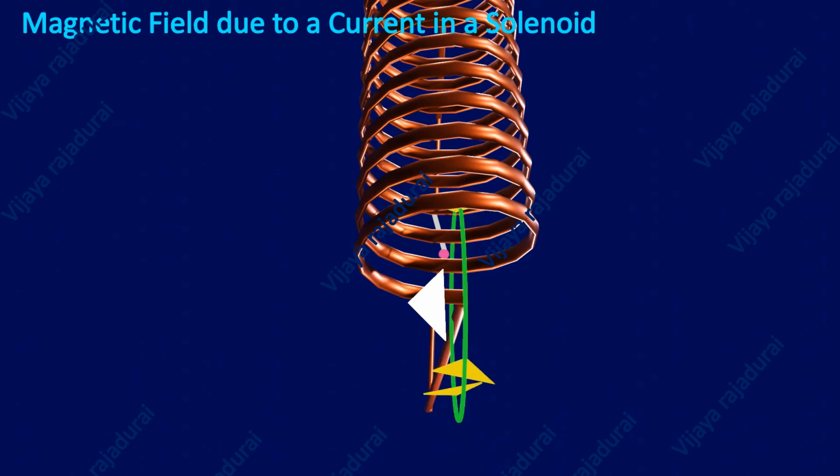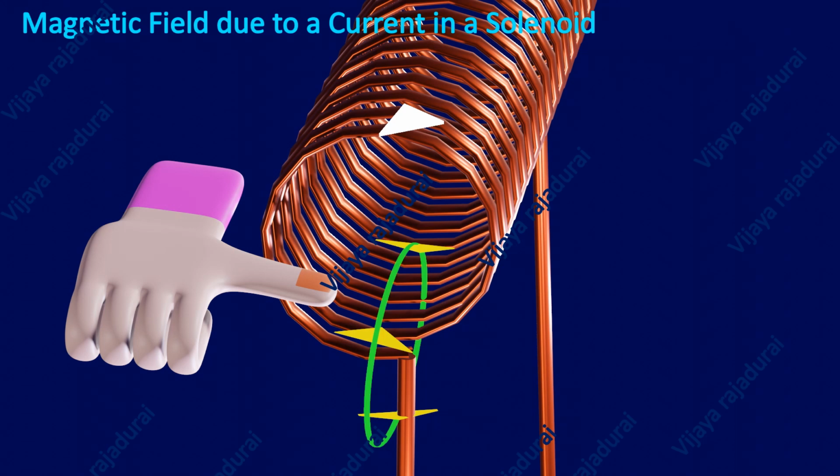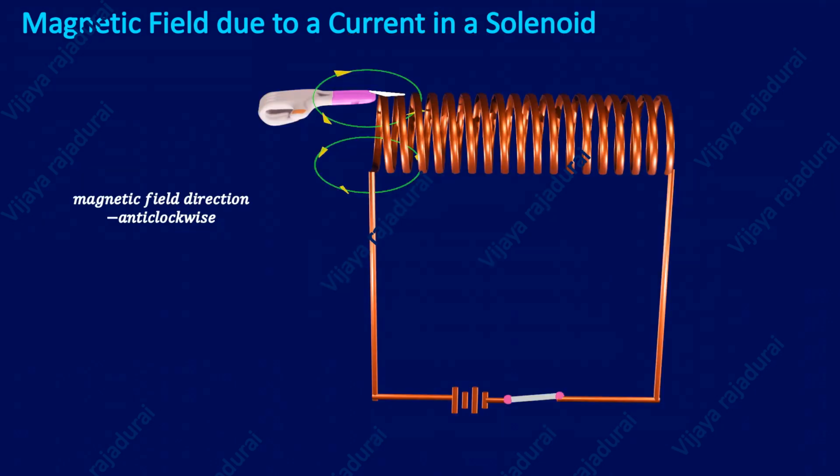The current flows continuously to the other terminal of the first loop. Here also we see the direction of the magnetic field according to the right hand thumb rule. At this point, the magnetic field direction is anti-clockwise.